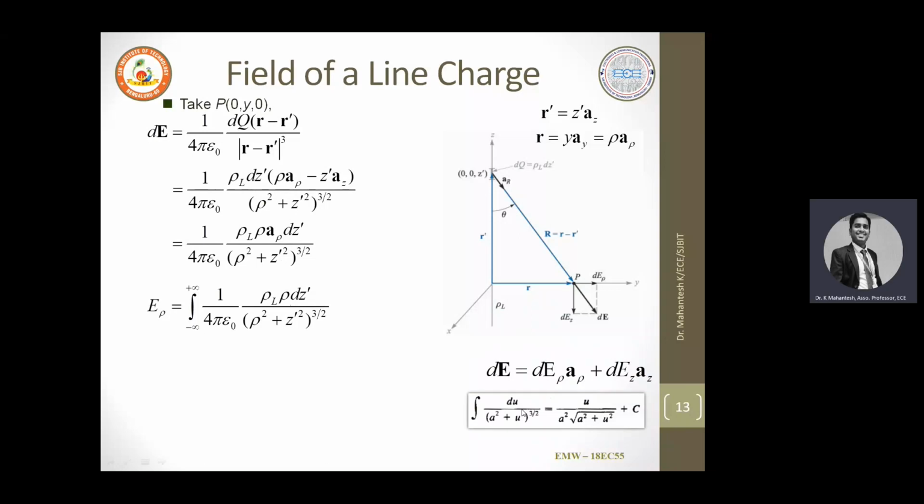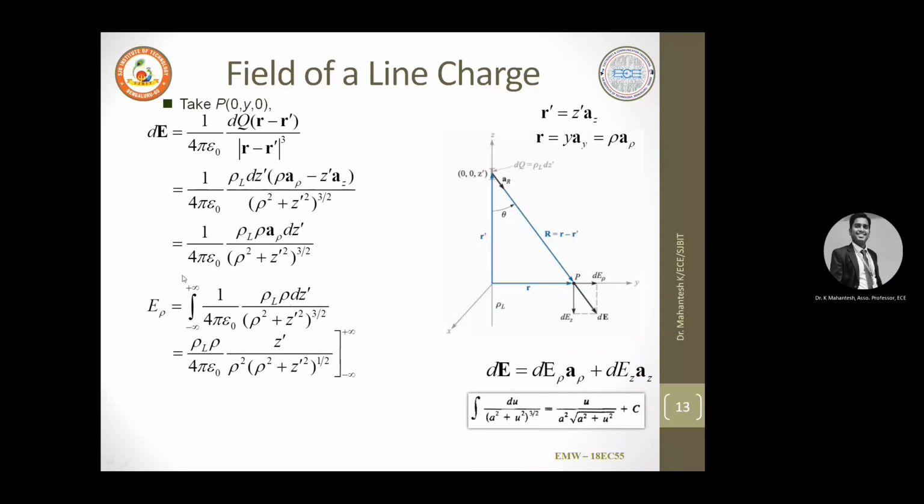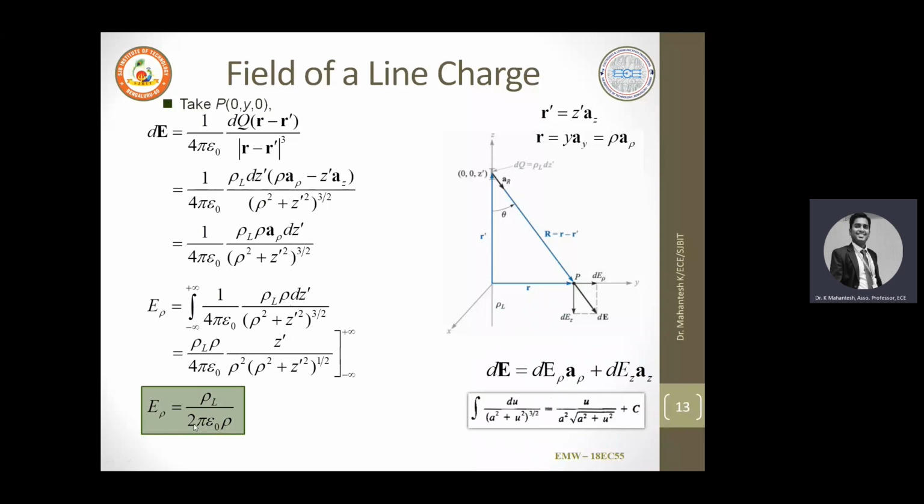Using the integral formula of du over (a square plus u square) to the power 3 by 2, we can obtain this equation. Now, taking the integral and substituting the limits, I come to the conclusion that E rho is equal to rho L divided by 2 pi epsilon naught rho. So this is the electric field intensity of a line charge.